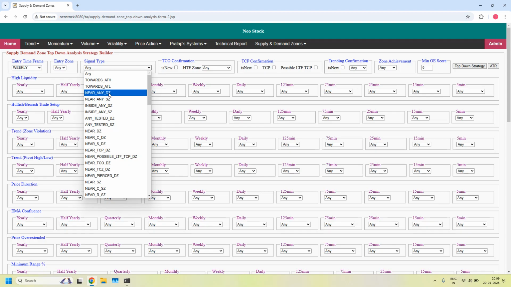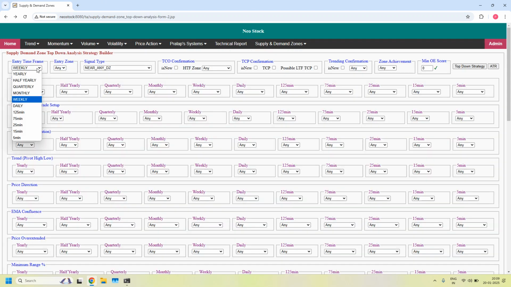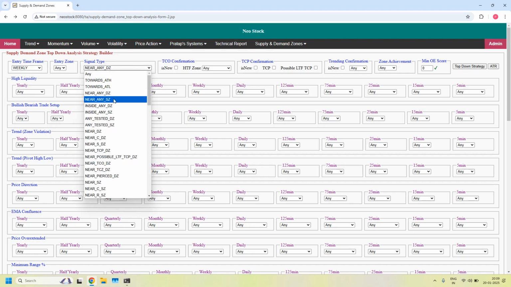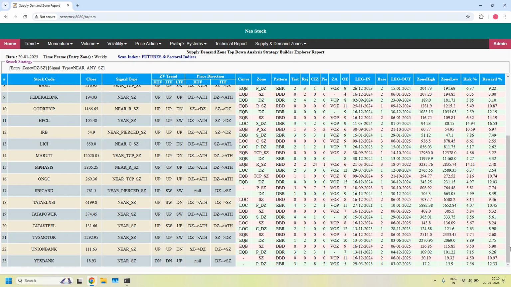Okay, stocks near weekly demand zone. We got 11 stocks. Next weekly time frame, stocks near weekly supply zone. We got 23 stocks. First 15 stocks. Let me scroll the list down. 23 stocks are filtered. I think up to here we generated earlier.